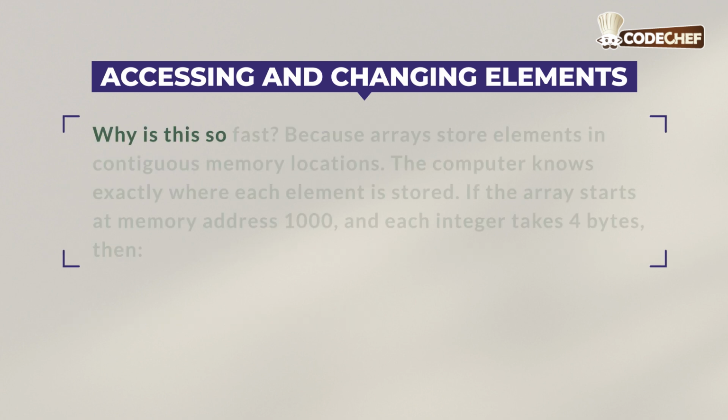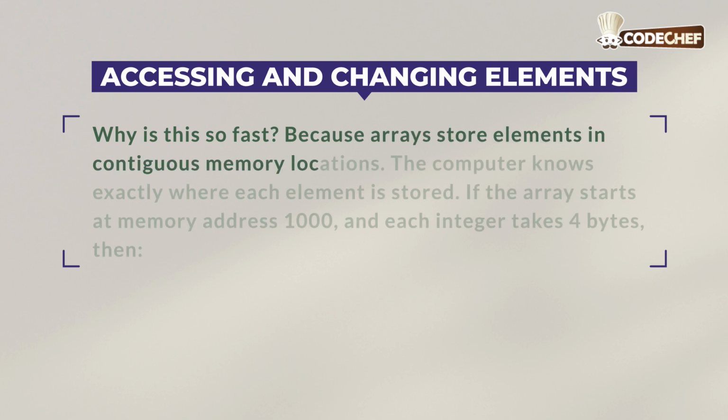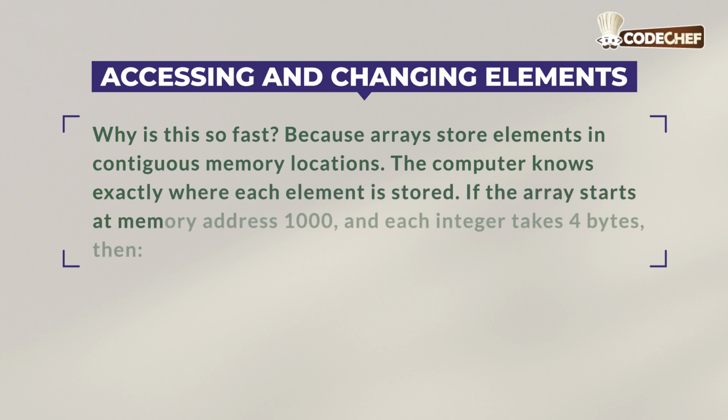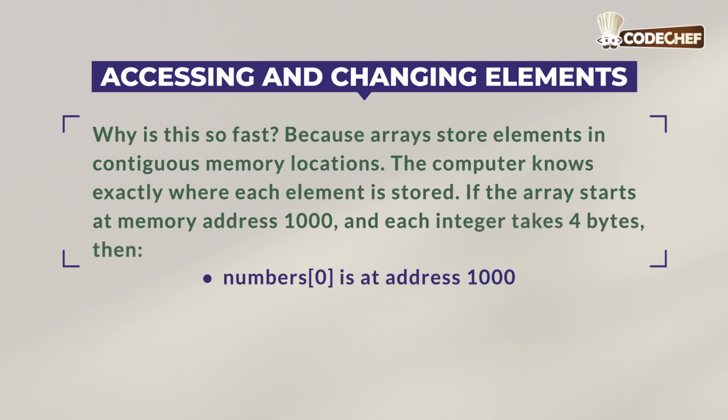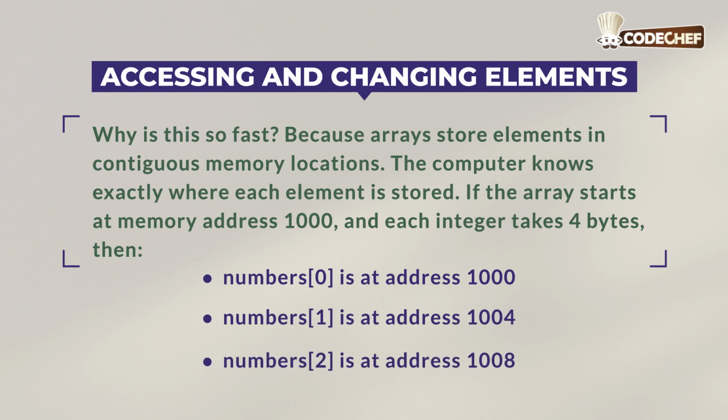Why is this so fast? Because arrays store elements in contiguous memory locations. The computer knows exactly where each element is stored. If the array starts at memory address 1000 and each integer takes 4 bytes, then numbers[0] is at address 1000, numbers[1] is at address 1004 and numbers[2] is at address 1008.